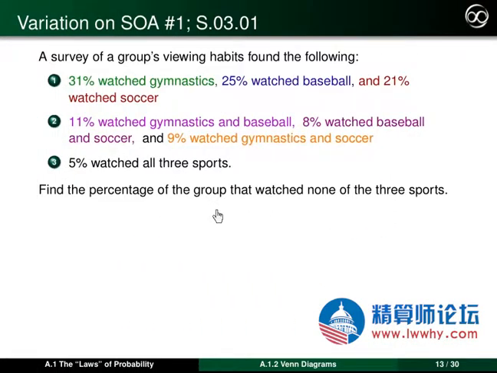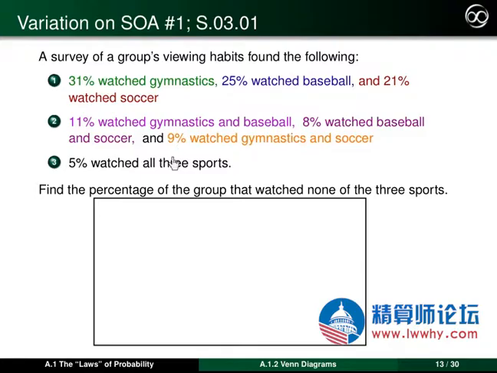Here's a variation on an old exam problem to start with. If you've already seen Venn diagrams, you should pause now. But if you haven't quite seen them yet, let me just show you the basic visual setup, and then you can pause and try to get the rest of it. I have 3 different types of viewers I care about: those who watch gymnastics, those who watch baseball, and those who watch soccer. So I have a state space. It's going to consist of everybody who's in this group that's being surveyed.